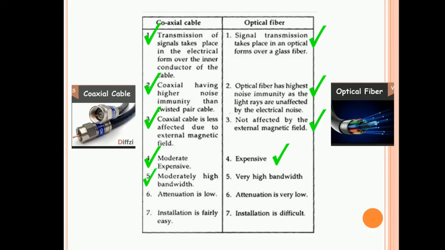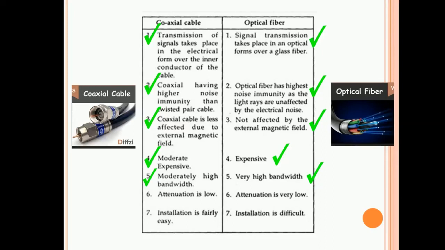Then coaxial cable has moderately high bandwidth. You see, they are saying it has moderate bandwidth, but the optical fiber has very high bandwidth. That means within a short span of time, we can transmit even 2 gigabits per second. Within a second, we can transmit 2 gigabits per second using fiber optical cable.